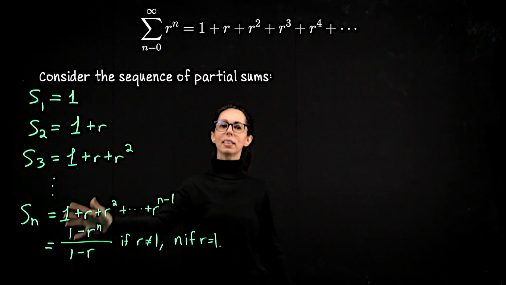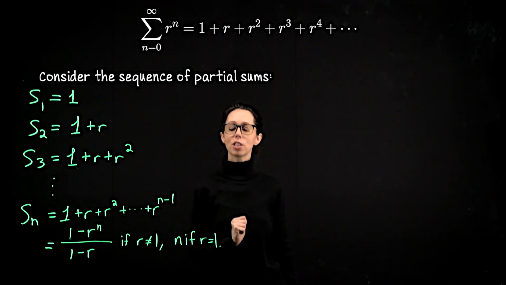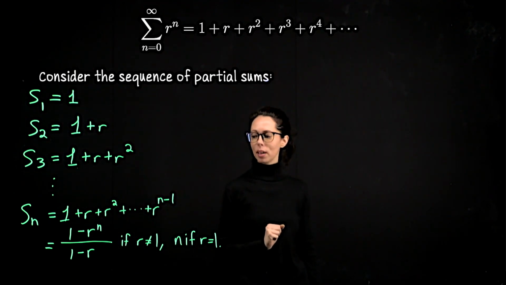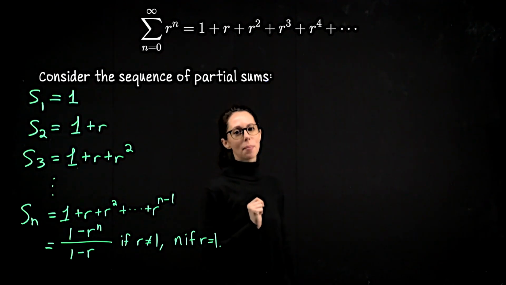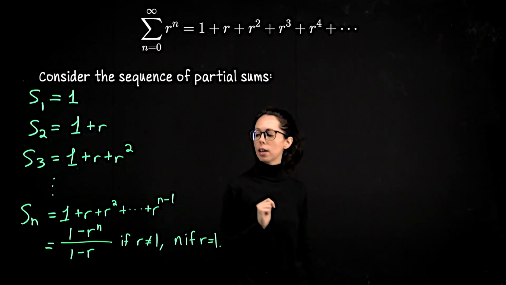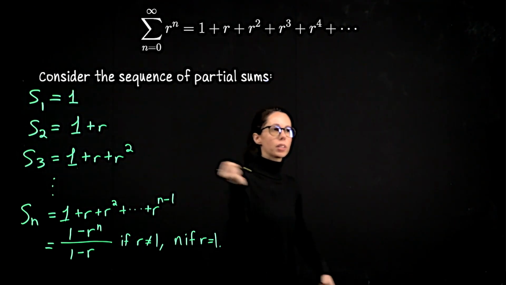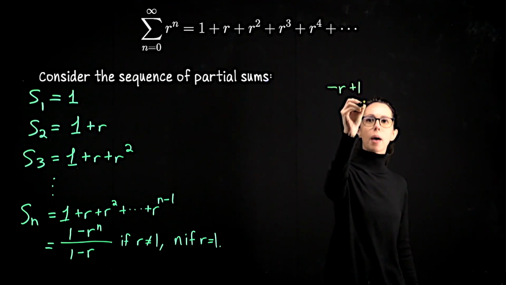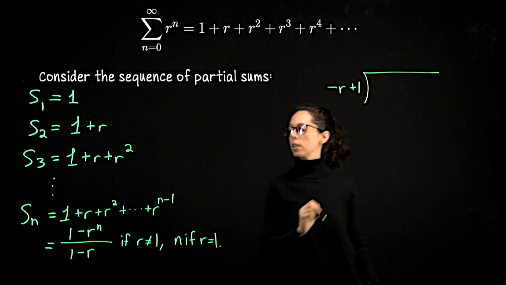You may have seen this kind of expression before, but just in case you haven't, let me use long division to justify that this nth partial sum really can be written this way. So what I'm going to do is long divide this numerator by this denominator. I think it's easier with polynomials to have the powers in descending order. So I'm going to write negative r plus 1, that's the denominator. Let's divide that into the numerator, which I'll write as negative r to the n plus 1.